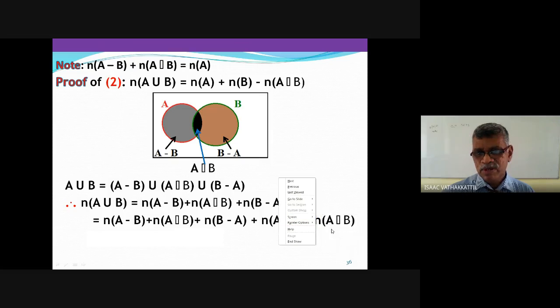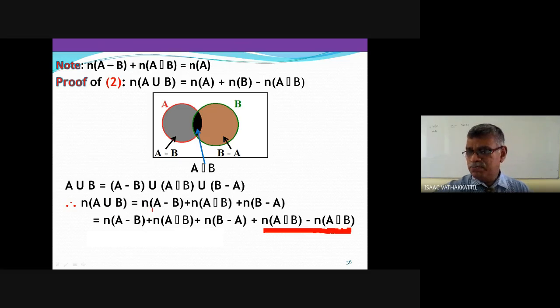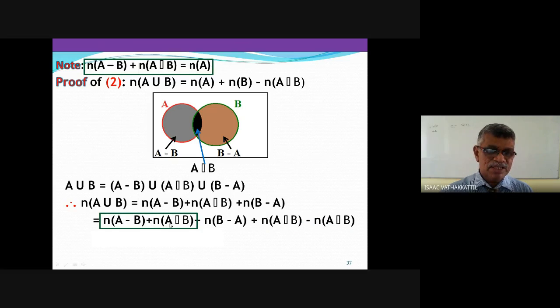What did I do here? I added and subtracted number of A intersection B. Number of A union B is number of A minus B plus number of A intersection B plus number of B minus A, with number of A intersection B added and subtracted. Further, number of A minus B plus number of A intersection B, we have it here, that is number of A.